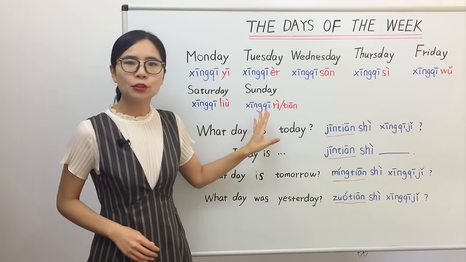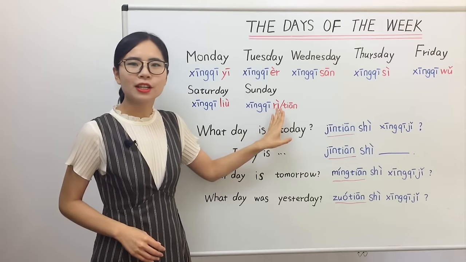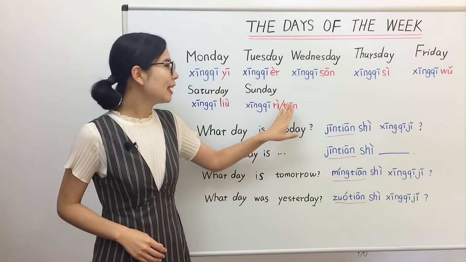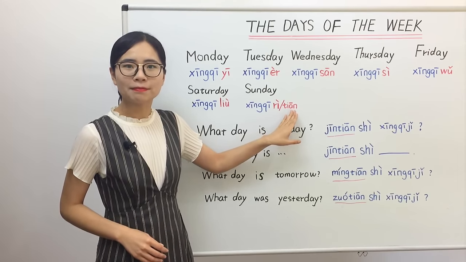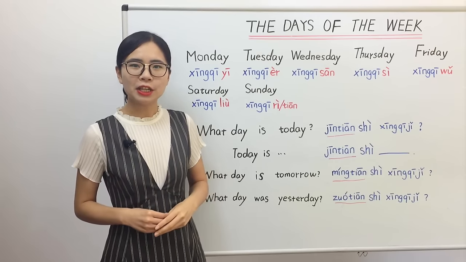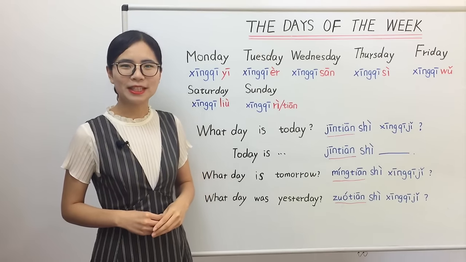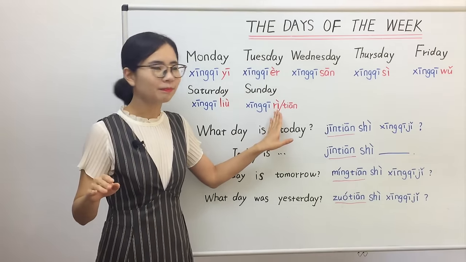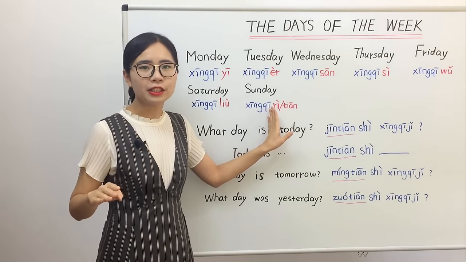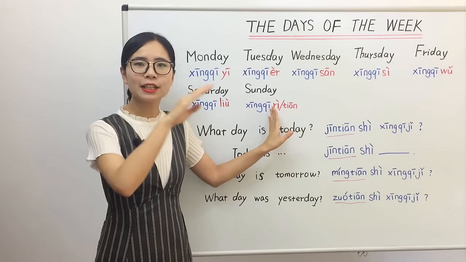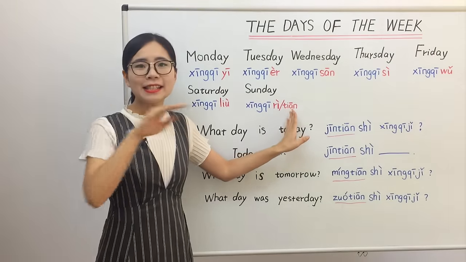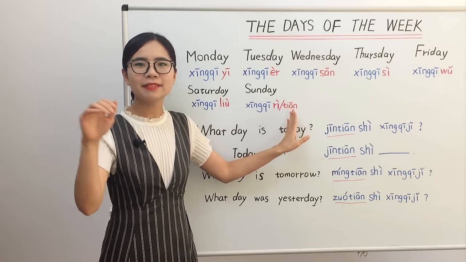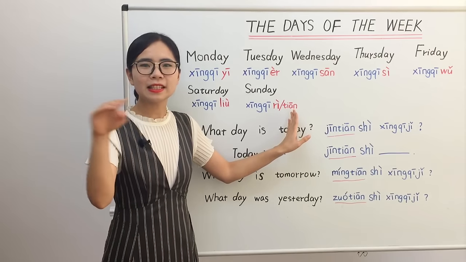For Sunday, we have two special names. 星期日, 日 means sun, so that means Sunday. And 星期天, 天 means heaven. These two names for Sunday are interchangeable, and you can use either one. Please repeat after me. 星期日. 星期天.